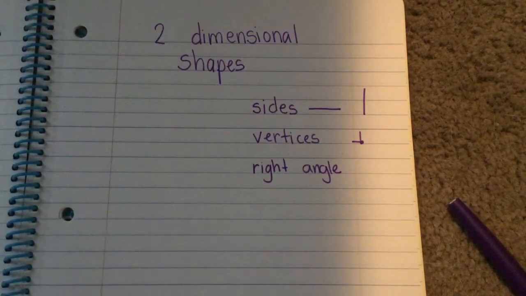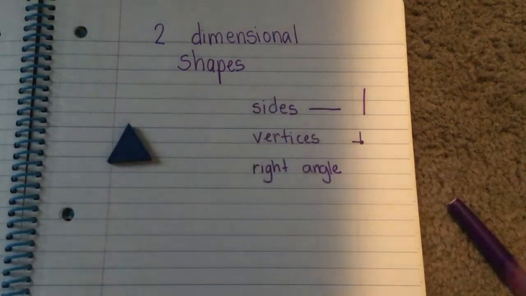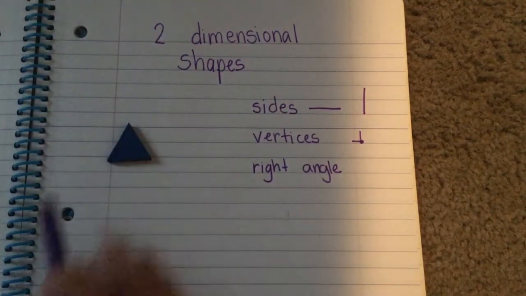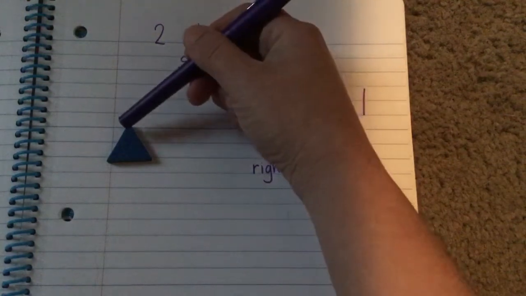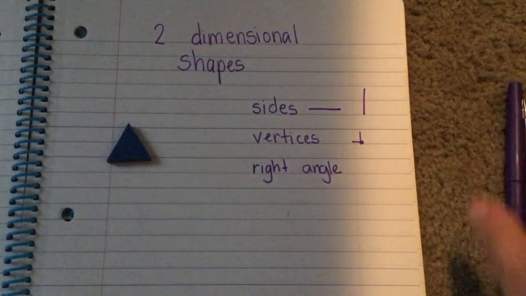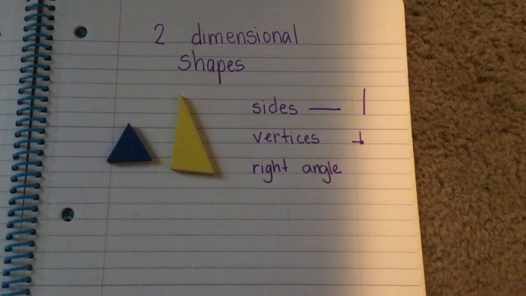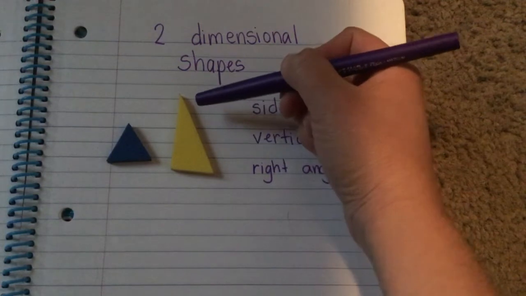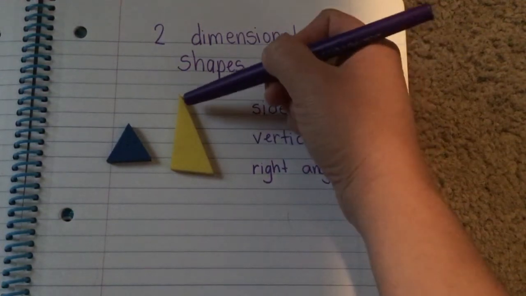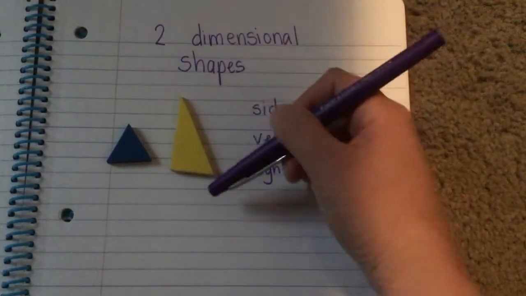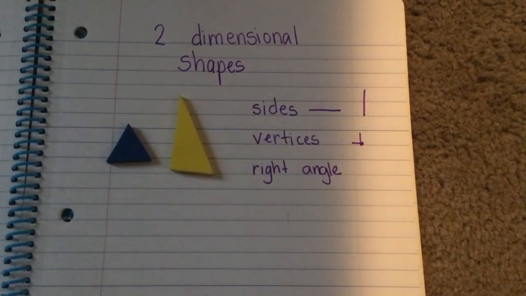I'm also going to look at a triangle. The triangle has 3 sides, 1, 2, 3, and it has 3 vertices, 1, 2, and 3. If I look at this triangle, it looks a little different, but it's still a triangle. It's still a triangle because it also has 3 sides and 3 vertices. 1, 2, 3 sides, 1, 2, 3 vertices.